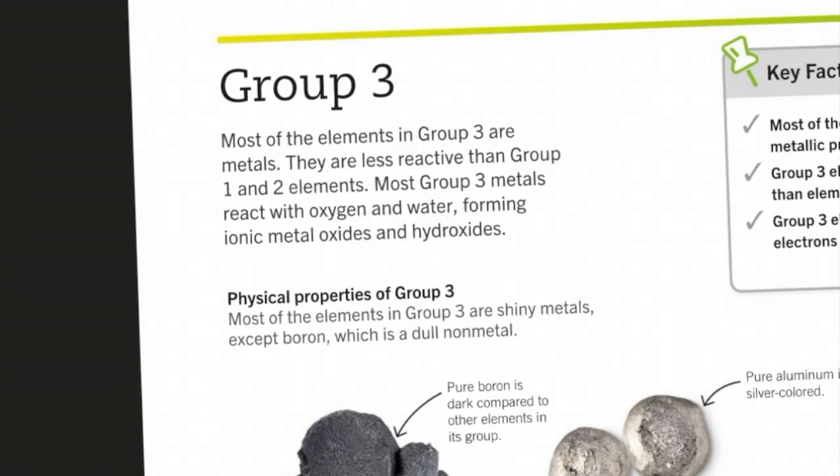Group 3. Most of the elements in group 3 are metals. They are less reactive than group 1 and 2 elements. Most group 3 metals react with oxygen and water, forming ionic metal oxides and hydroxides. And that's why, as previously mentioned, we find borax as an oxide with other metals. It's an oxide with oxygen and hydrogen, as the book mentions. A metal oxide is simply a metal, as I mentioned, with oxygen combined. And hydroxide is oxygen with hydrogen. Usually it's what forms bases when it dissociates in water.